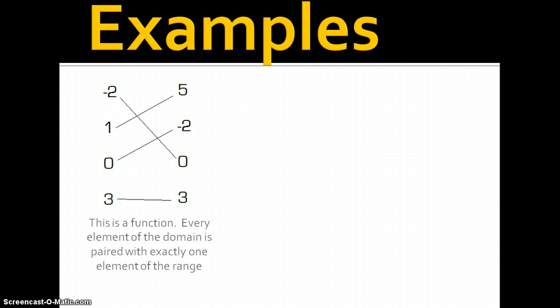This is called a mapping. When we have a mapping, -2 goes with 0, 1 goes with 5, 0 goes with -2, and 3 goes with 3. Since there is only one line coming off of each of these x values or domain values, this means that it was a function.